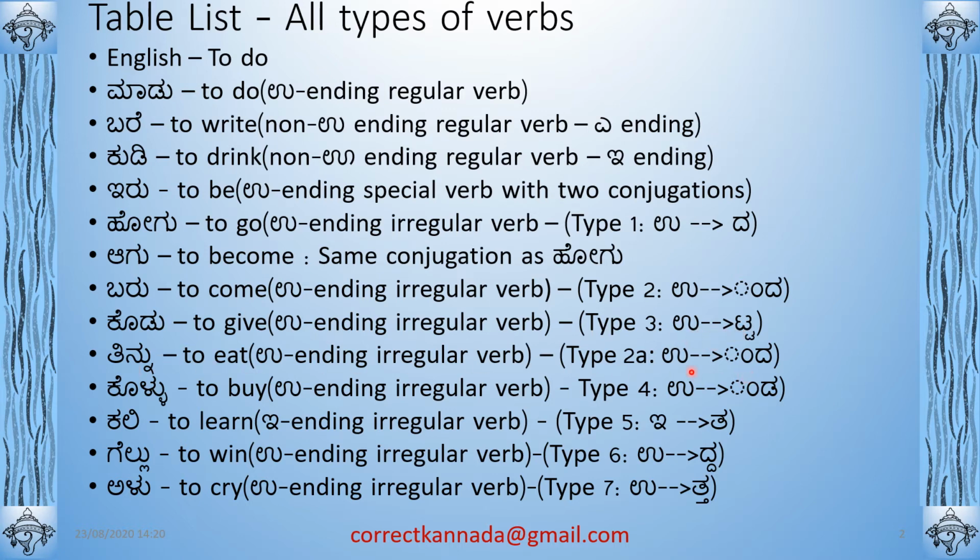Thinnu, Thinda. I'm calling it type 2A because Thinnu is very similar to Baru, just that it's got that baby letter and everything. People may find it difficult to conjugate, but it's actually conjugated exactly like Baru. One more verb similar to Thinnu is Annu. Annu means to say. So Annu will become Anda, like that.